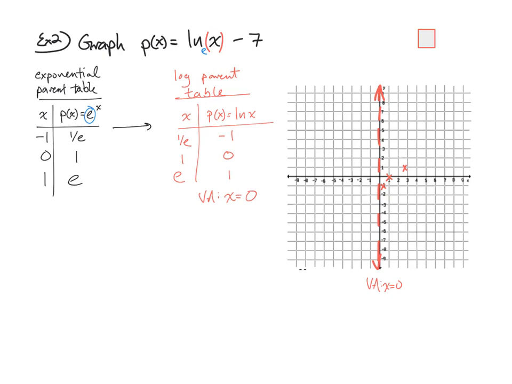Now we do our transformations. This -7 here, that -7 means we shift, which way do we go? We shift down 7 units.